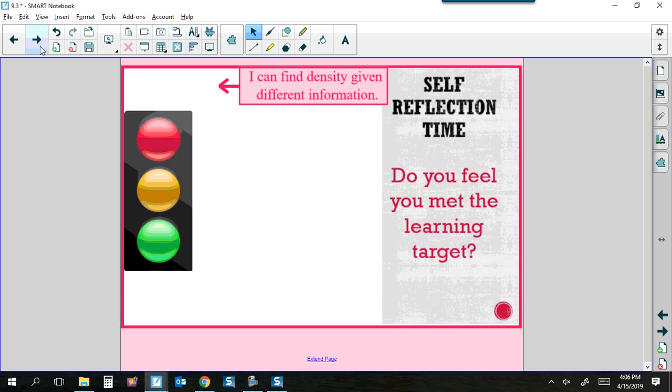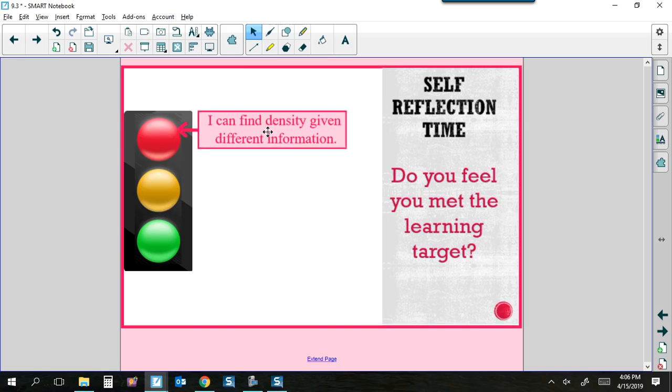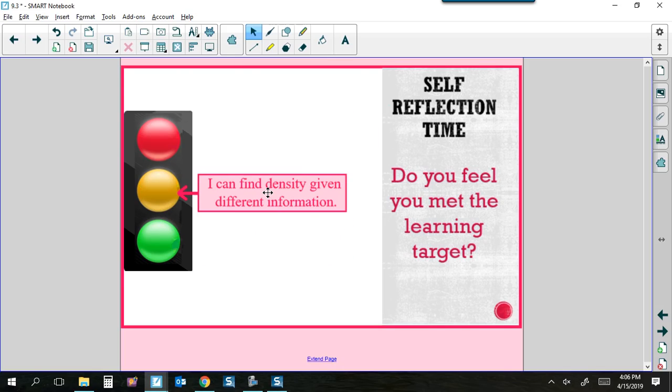Thank you so much for joining us for density. Hopefully you feel confident that you could find the density using mass and volume, density for population given area, and then last but not least, our BTUs.